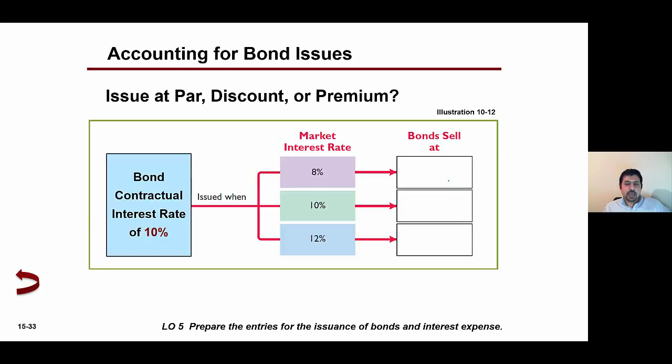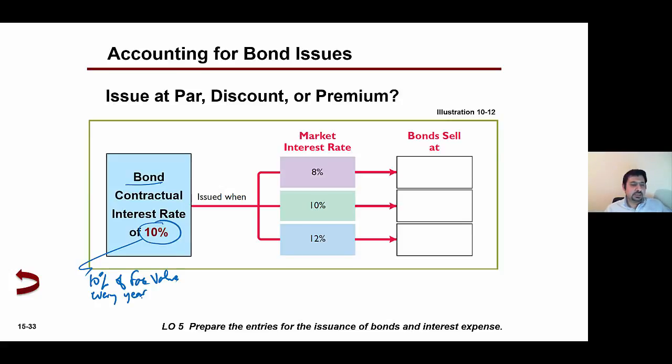When the company sells it at a higher price, the company will sell it at a premium. So in this example on this slide, the bond's interest rate, the contractual interest rate, is 10%. This is how much the bond will earn the owner of the bond in interest. So every year, the owner of the bond will receive 10% of the face value.